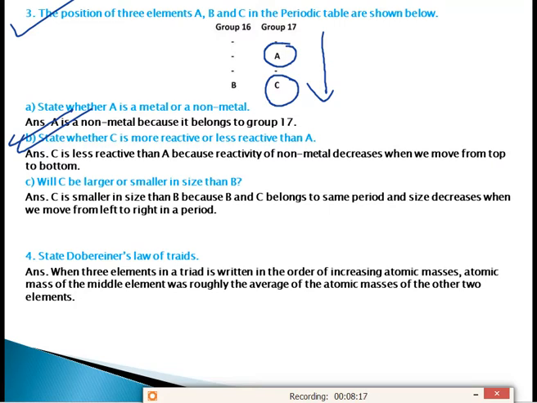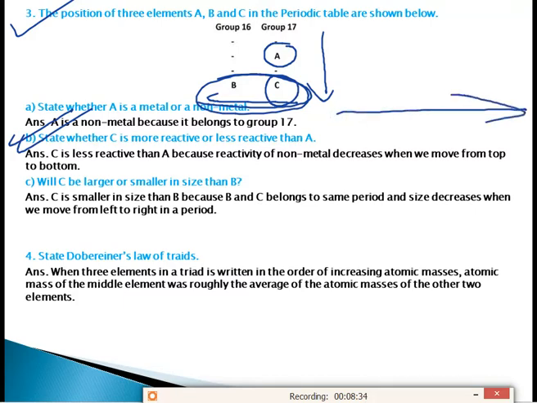Will C be larger or smaller in size than B? B and C, they are present in the same period. So we have to say whether C is larger or smaller in size than B. So C is smaller in size than B. Why? Because they both are present in the same period, but when we move from left to right in a period, what happens? Atomic radius or size decreases because of effective nuclear charge.